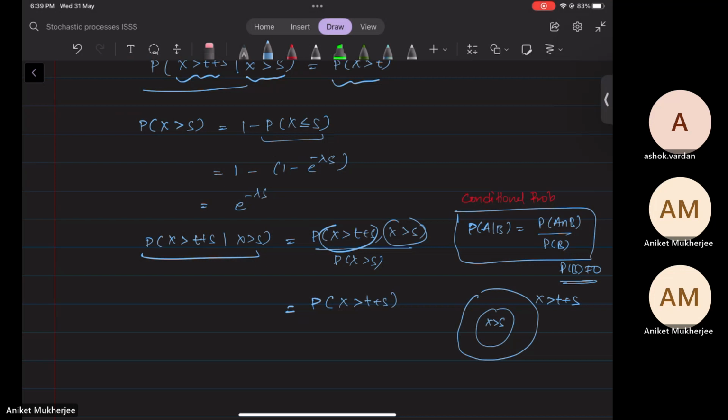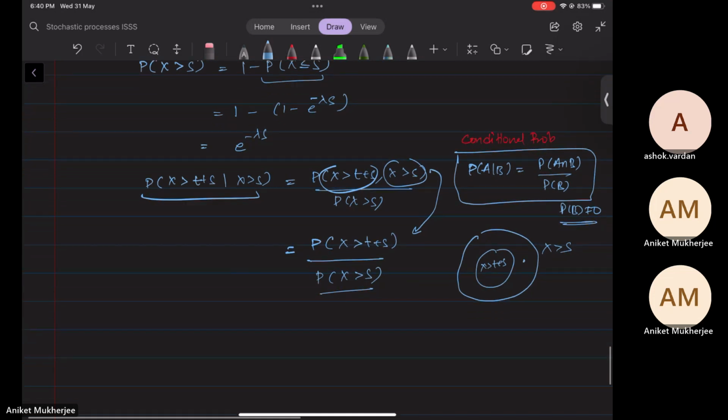Sorry, wait. If X is greater than t plus s, then it will always imply X is greater than s. But there will be some outcomes in X greater than s which will not be in X greater than t plus s. So X greater than t plus s is the smaller event, and the intersection of both would be the smaller one, which is the probability of X greater than t plus s, divided by the probability of X greater than s. If you have any doubts on how I went from this step to this step, you can ask.